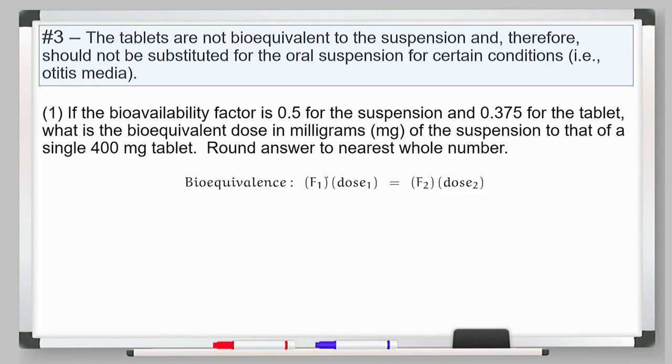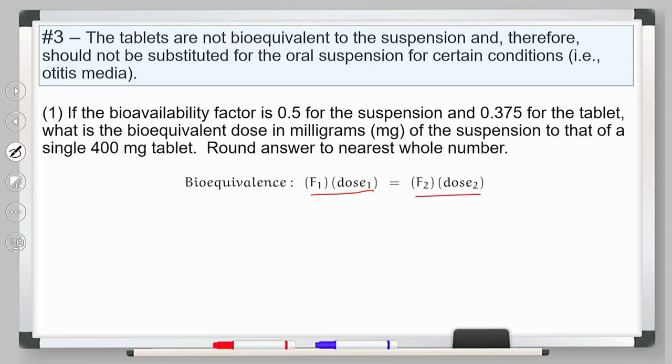You're going to see this is not particularly difficult, but essentially we're saying for one product, if you take its dose times its bioavailability factor, that's how much gets into the blood. To be equivalent, the dose times the bioavailability factor of the other product has to be equal. So let's just set these things equal.